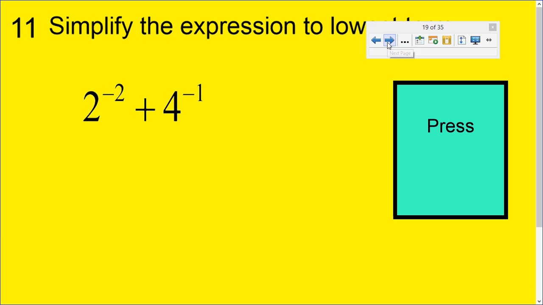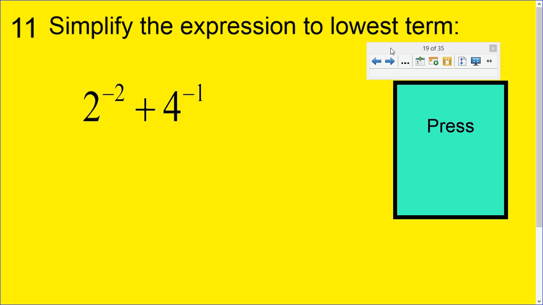Here's another one for you to try. Simplify the expression to the lowest term. 2 to the negative 2 plus 4 to the negative 1. Hopefully you'll get that right. We'll go over that one in class.